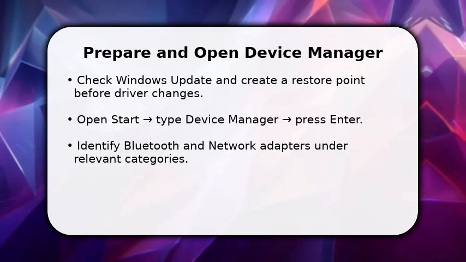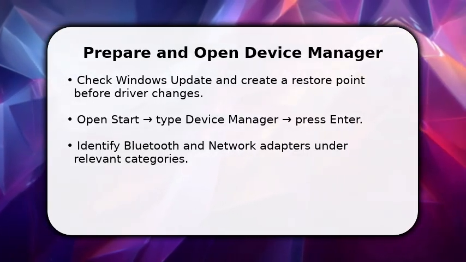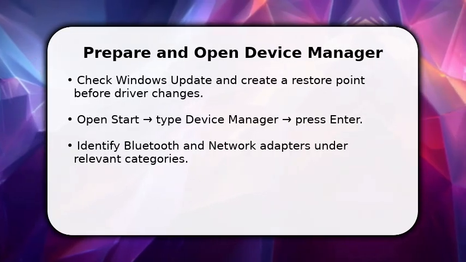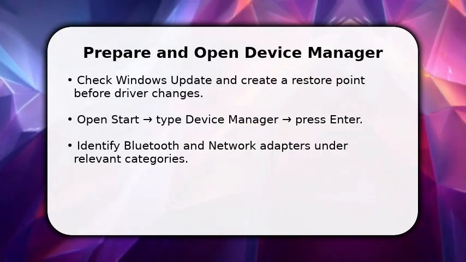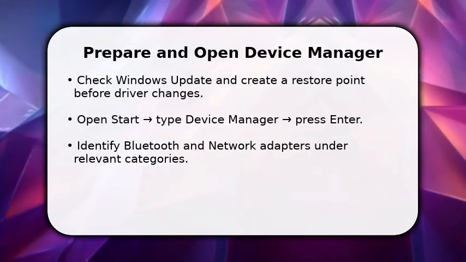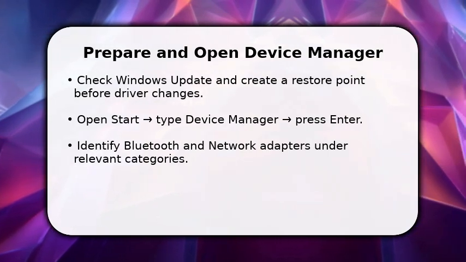In Device Manager, expand Bluetooth and network adapters to locate the specific devices you will update. Make sure you note exact device names and vendor ID if visible, because that helps later when selecting drivers. Now that the devices are identified, you're ready to fetch or install updated drivers.